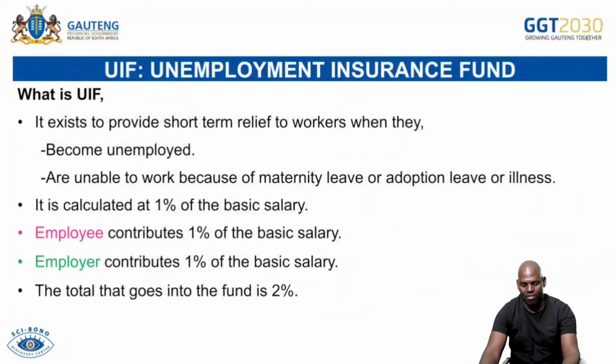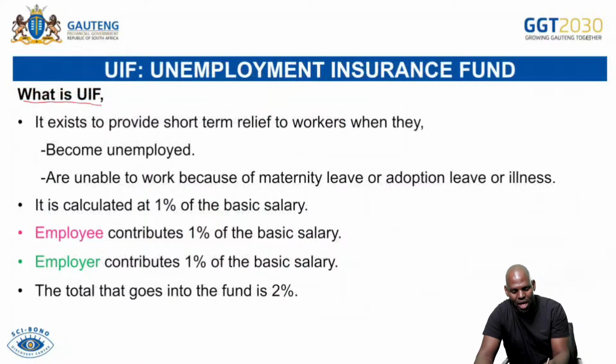Okay, then of course, the other type of taxation we've got is UIF. As we have indicated, we have discussed the terminology for UIF. What do we mean by UIF? The UIF exists to provide short-term relief to workers when they become unemployed, or are unable to work because of maternity leave, adoption leave or illness. You can see that this explanation is similar to the one I started with. But what is important is that the purpose of UIF is to provide short-term relief to workers who become unemployed, or who cannot work anymore, or who lose their jobs.